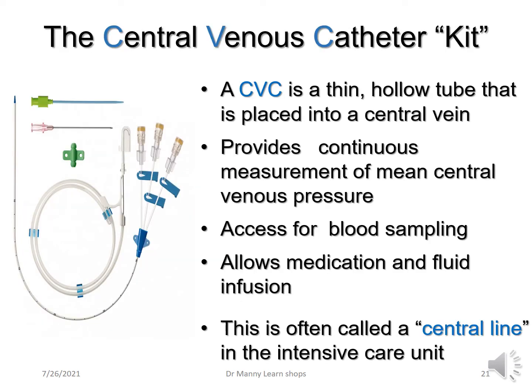Now, central venous catheters typically today come as disposable kits. It's just easier. So a central venous catheter is a thin, hollow tube that's placed into a central vein. It provides a continuous measurement of the mean central venous pressure when connected to a monitor, and it can also be used for accessing blood sampling. You can always use it for medication and fluid infusion, and this is often called a central line in the intensive care unit.